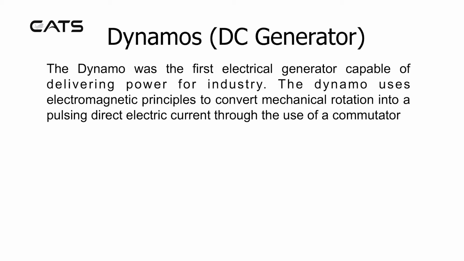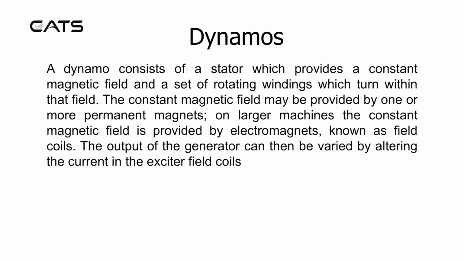Dynamos, DC generators. The dynamo was the first electrical generator capable of delivering power for industry. The dynamo uses electromagnetic principles to convert mechanical rotation into a pulsing direct electric current through the use of a commutator. A dynamo consists of a stator, which provides a constant magnetic field, and a set of rotating windings which turn within that field. The constant magnetic field may be provided by one or more permanent magnets.